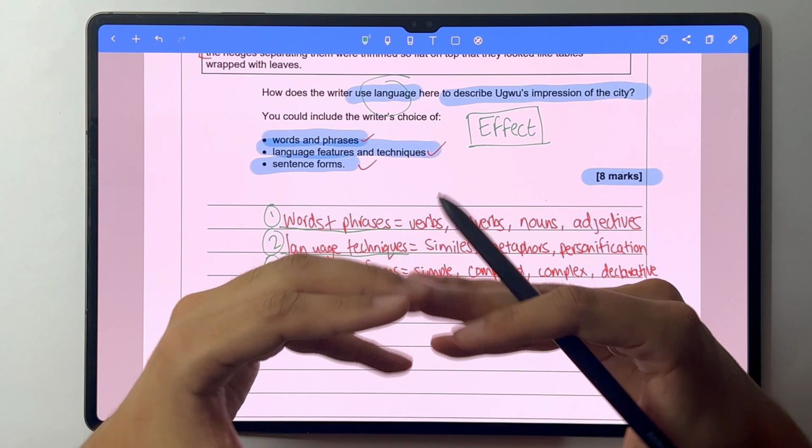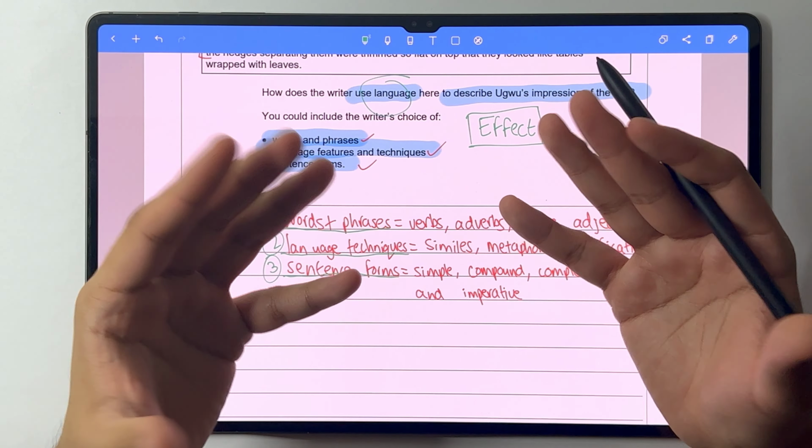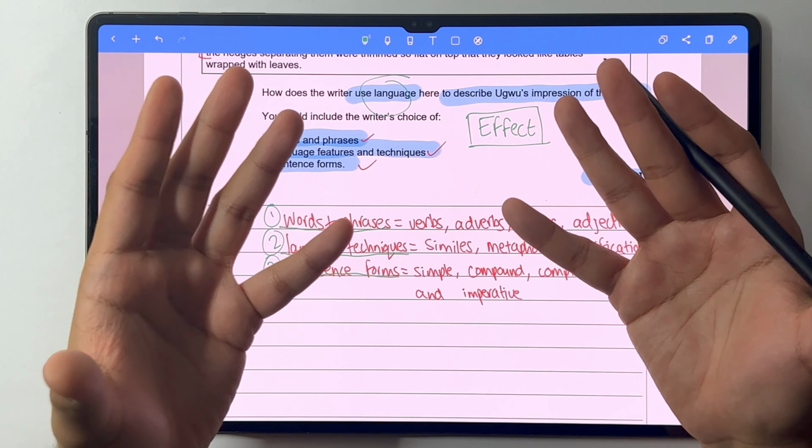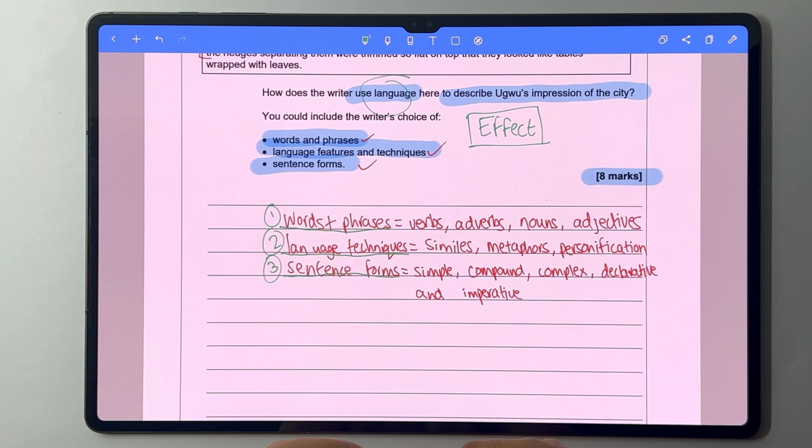Does it make the reader feel sympathetic? Does it make them feel intrigued? Make sure you are specific. Don't just say it makes the reader feel interested. Tell us how and why. So make sure you are specific with your language analysis.